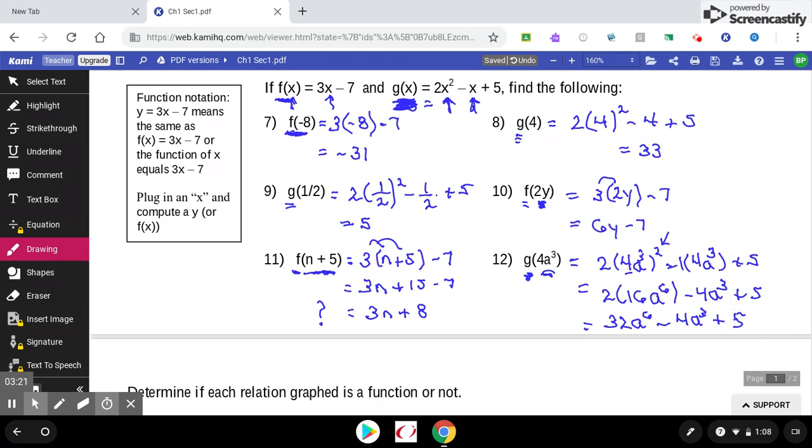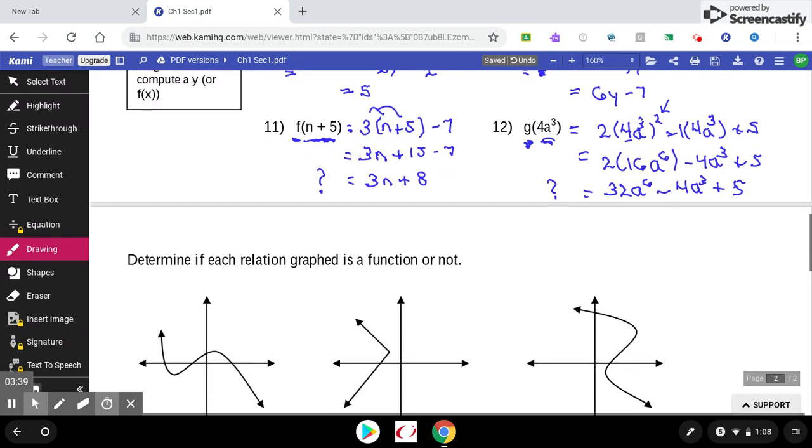Are those like terms? Can I combine them? And the answer is no. So the answer to that is what we're looking at: 32a to the 6 minus 4a cubed plus 5. Again, it's not an equation. I don't have anything over here. I can't move stuff from side to side and try to solve it. So that's it. That's all we're trying to do, is simplify these.